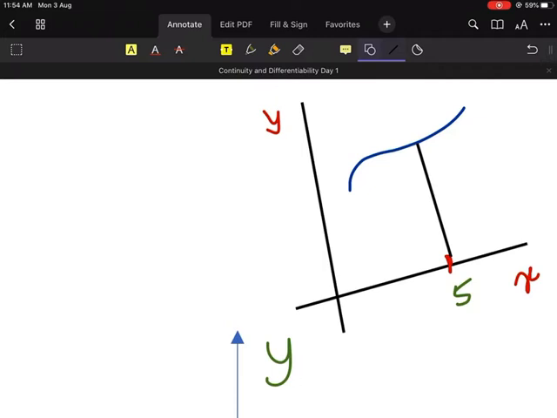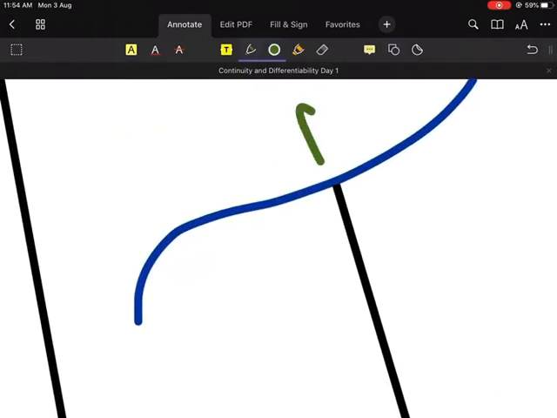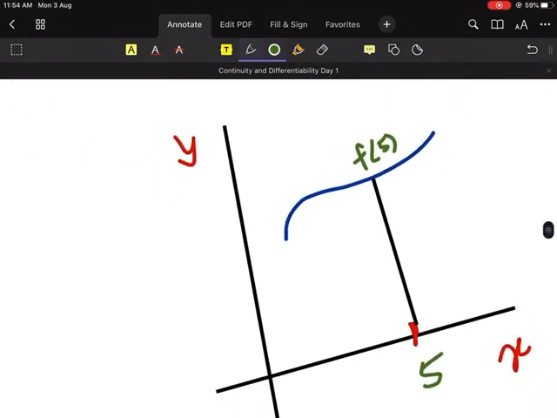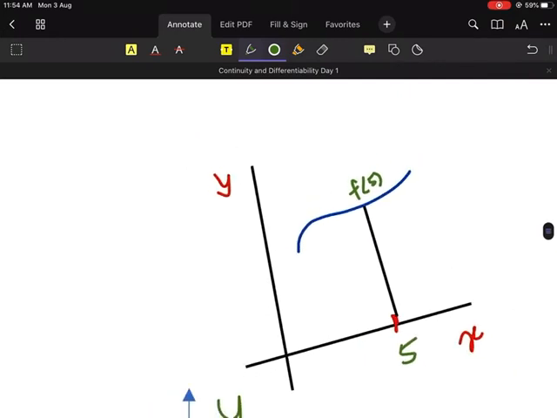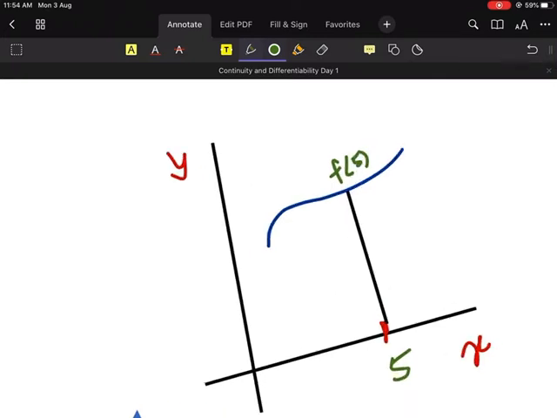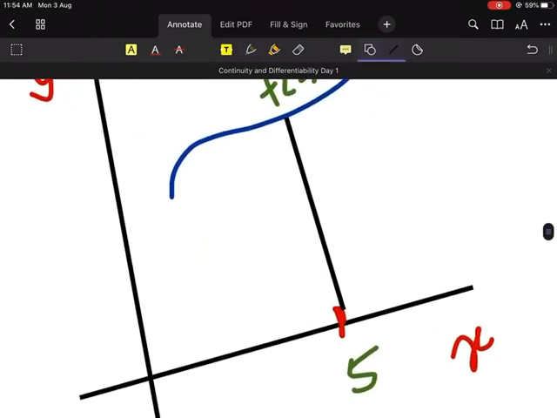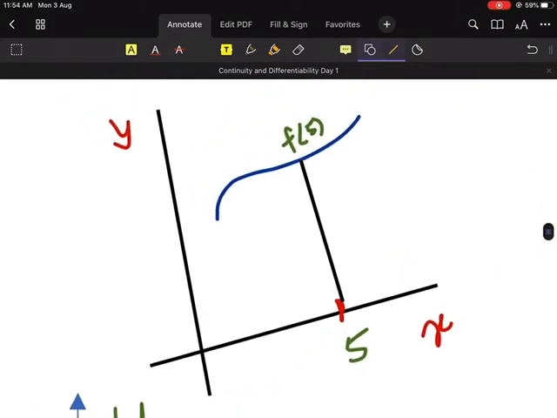So this point is actually what? This point means the value of the function at the point x equal to 5. So this point is actually f of 5, the value of f(x) at the point 5. If I draw a line from 5 to this function, the point at which this line will cut is actually f of 5. Now, next I will try to draw another line.